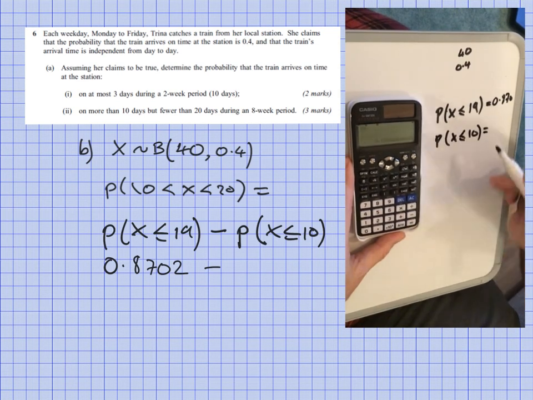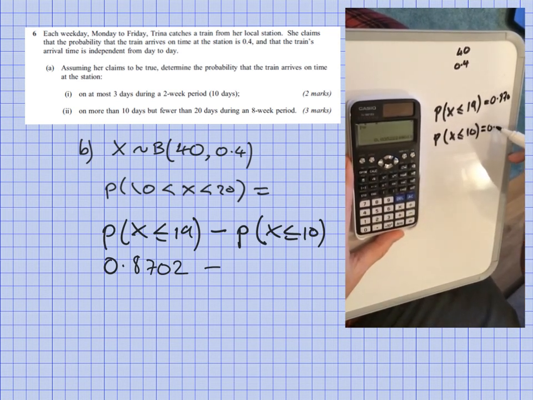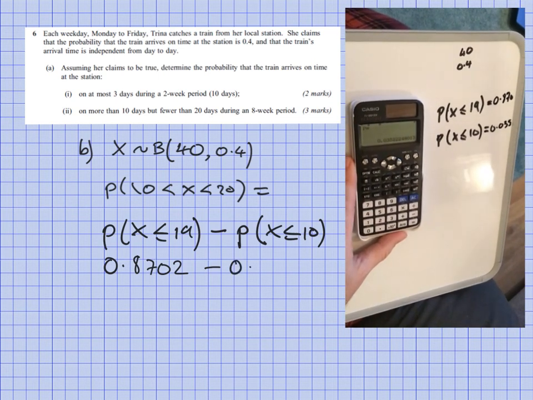Now we're going to repeat the process, but using the value for 10, and that gives us 0.0352. If we now subtract those from each other, we get 0.835 as our final answer.